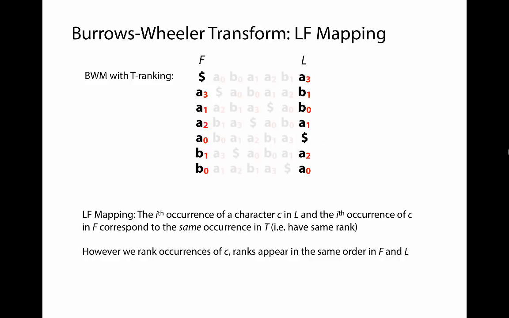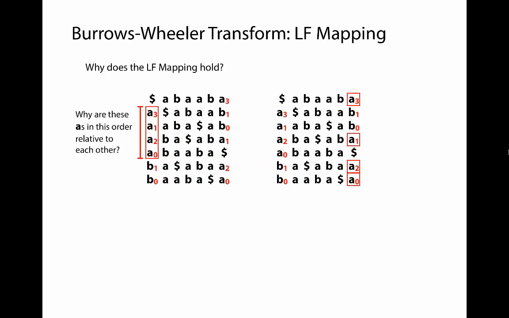Now, why is this true? Why does the LF mapping hold? It's not too hard to see. Let's concentrate again on these A's right here in the first column. Again, I have them ranked according to their T ranking here. If you think about it, why are these A's in this order? Why are they in this particular relative order? Well, it's because the whole matrix is sorted by rotation, which means that these A's appear in that order because of the relative order of their right contexts over here. They're in that order because they're sorted by their right context.